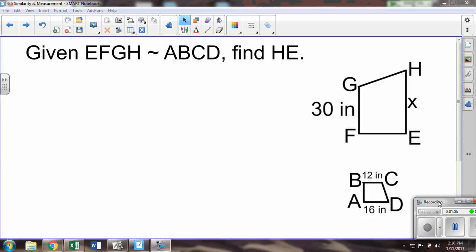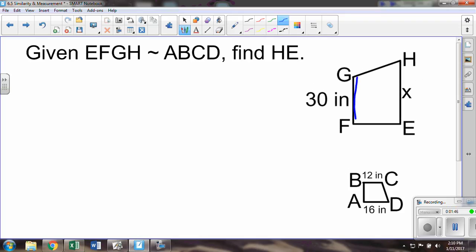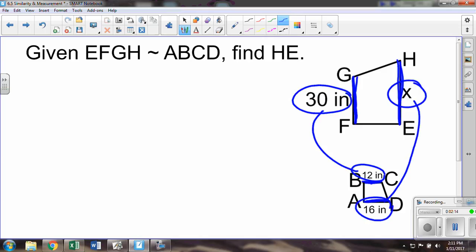Well, a lot of times you can just look at them and identify behavior and say, okay, well, that's obviously how it goes together. For instance, when we look at this, we can see in this shape that we've got a short base and a long base. In the other one, we've got a short base and a long base. That type of behavior is what is going to identify the corresponding parts. We should recognize that 30 corresponds with 12 because those are both the shorter bases. We should recognize that x and 16 go together because those are the longer bases.